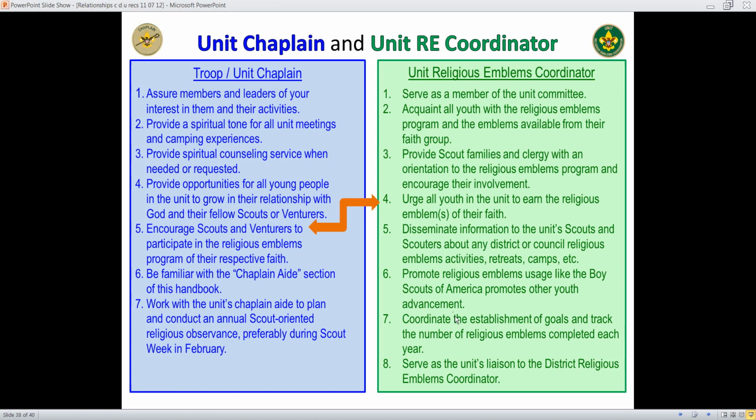I do want to point out that you notice the unit chaplain and the unit religious emblems coordinator, because at the unit level there could be some confusion about, well, we already have a chaplain, why do we need a unit religious emblems coordinator? Well, let me say that there are a few chaplains who have asked, can I serve in this capacity? This is a volunteer-run organization, and we're not going to tell you you can't. And if you have that strong interest in doing so, wonderful. But my thought is that unless you have a highly motivated person who wants to do that and asks to do that, we're already trying to find unit chaplains, and we don't want to add another eight responsibilities to the listing for a unit chaplain.